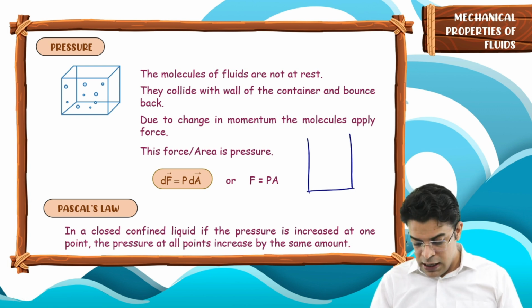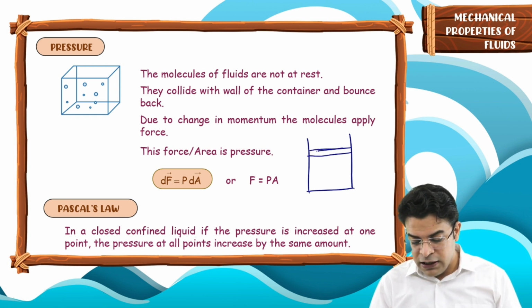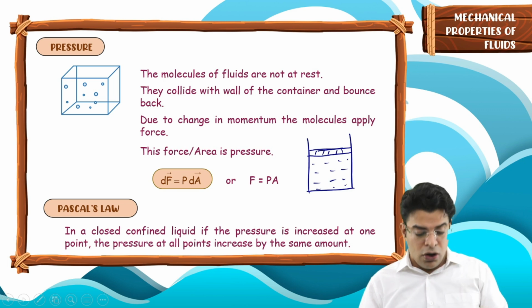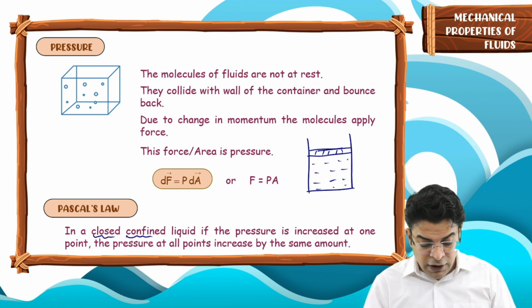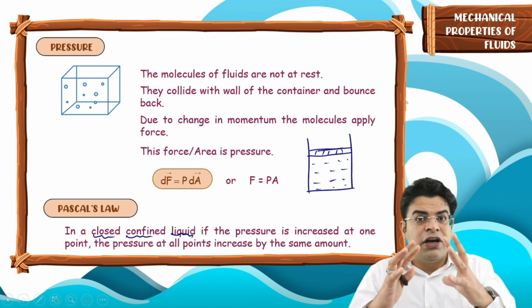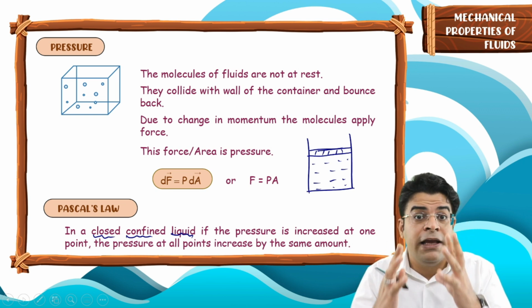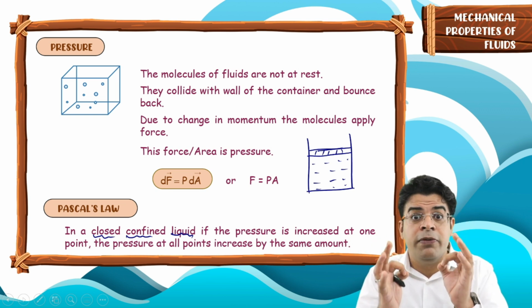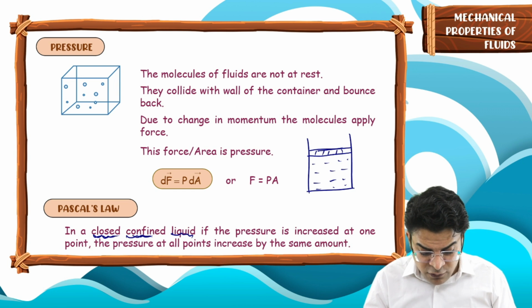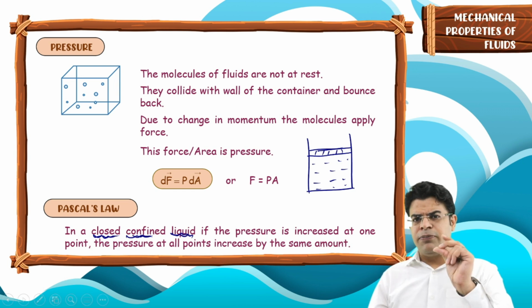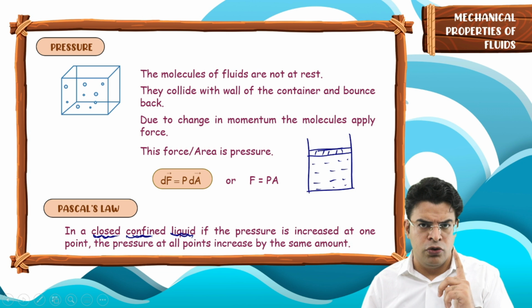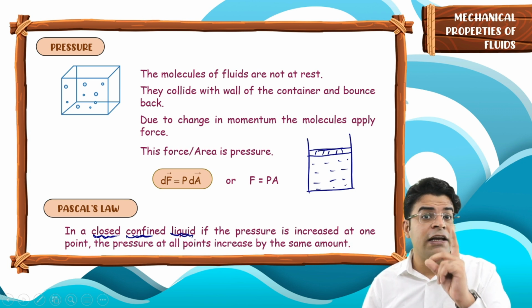There is a fluid filled, and at the top of the fluid we have got this piston. We can apply Pascal's law on closed confined liquid. So it shouldn't be open. The fluid should not be able to flow. The liquid should not be able to flow. In a closed confined liquid, if you increase the pressure at one point by a certain amount, the pressure at all points will increase by the same amount.